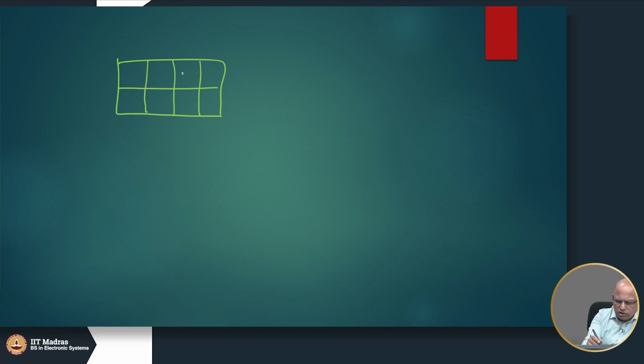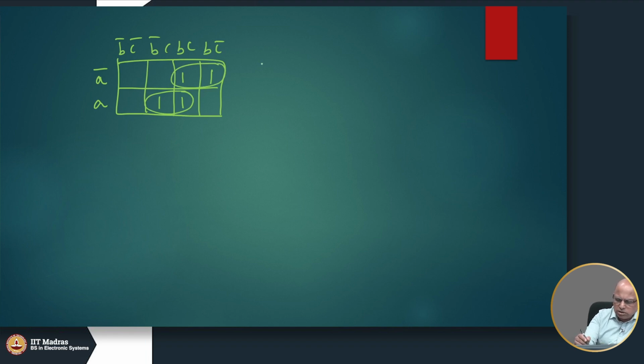I may have a 1, 1, 1, 1. So, let us say this is A bar A, B bar C bar, B bar C, BC and BC bar. Okay. How do I minimize this Karnaugh map? So, we might use these two and these two.